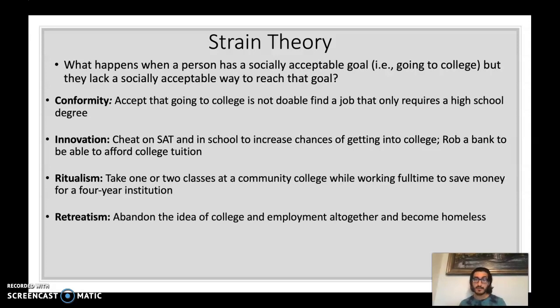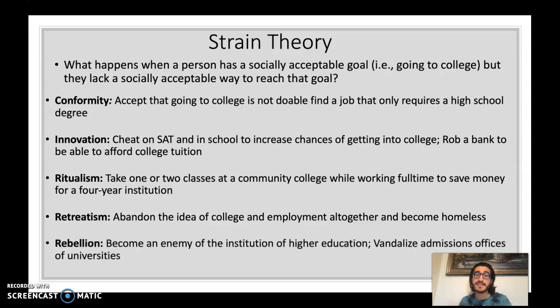Retreatists would probably feel very abandoned by these false promises that they've been fed, that if they work hard enough in high school they can get into college, only to find out that maybe they don't have the funds or the aid that they needed. So a retreatist would really retract from society. They would abandon the idea of college and employment altogether, potentially even becoming homeless, entering into depressive cycles, because these expectations that had been built into their ideology of who they were and who they were going to become were taken away from them. And then lastly, the rebellion.